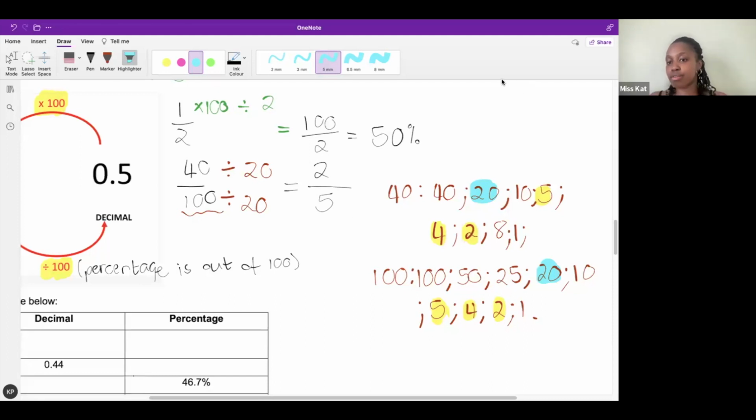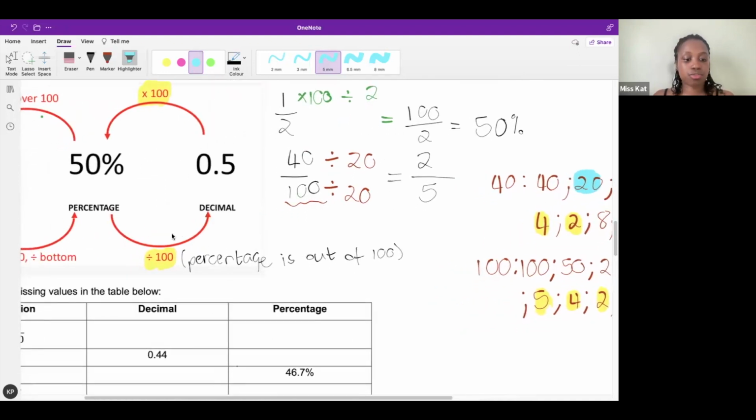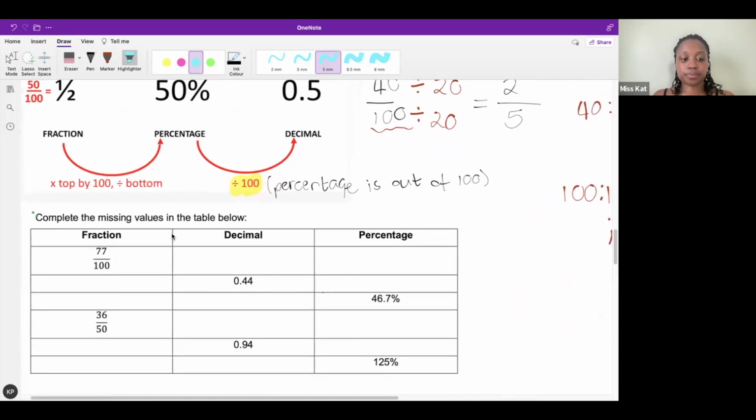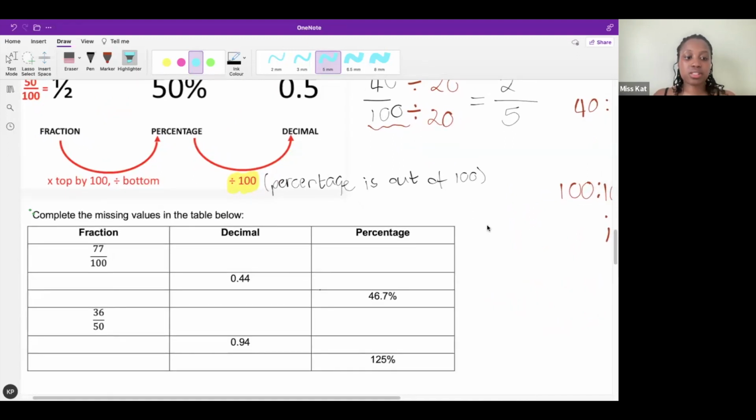Wonderful, wonderful, wonderful. Okay, so answers have been given. Question has been answered. Now I want us to fill in my table. Okay, 77 over 100. What are we saying? You said times by 100 and then divide by the bottom. So 77 over 100 is what as a decimal? Who knows? What is it as a decimal?